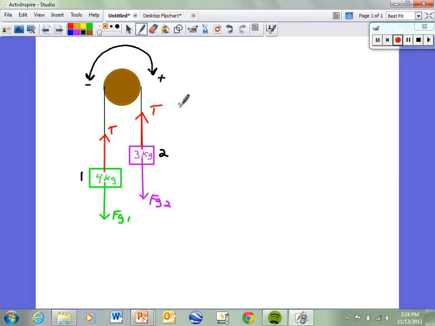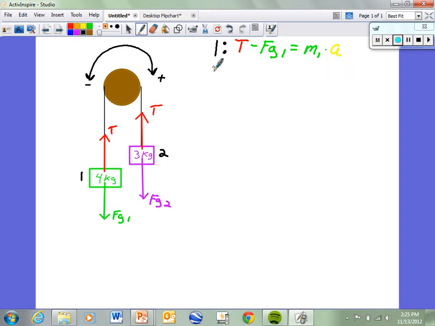So we have 2 blocks, and we have to do block 1 and block 2, and we're going to do those separately. So this little 1 here denotes that I'm doing the equation for block 1. So I look at my forces on block 1. T is going up and in the clockwise direction. So that's going to be a positive force for block 1. And force of gravity 1 pulls downward, which would make my system go counterclockwise. So that is a negative force. So minus force of gravity 1. Since I'm out of forces, that's going to equal the mass of block 1 times the acceleration of the system.